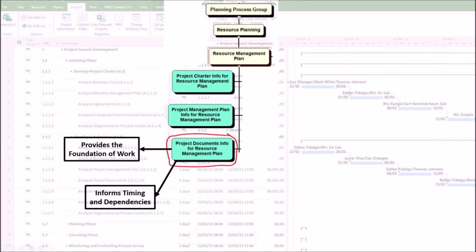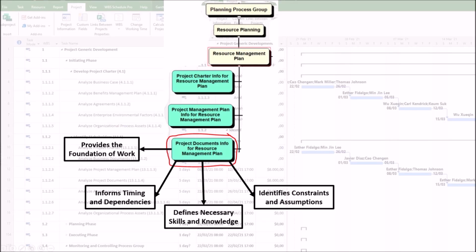2. Informs timing and dependencies. The project schedule shows when activities will occur. This is vital for planning when specific resources, especially team members with specialized skills, are needed, allowing for accurate forecasting and avoiding resource conflicts or idle time. 3. Defines necessary skills and knowledge. The requirements documentation and activity attributes often detail the specific skills, knowledge, and experience needed to complete a piece of work. This directly informs the type of resources you need to acquire.